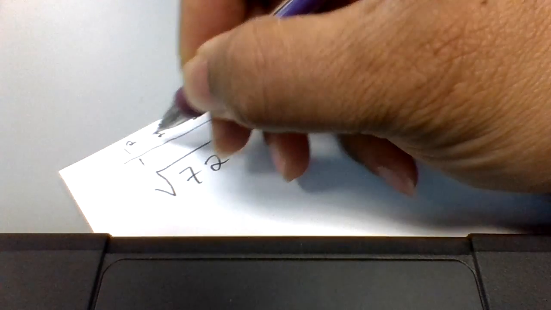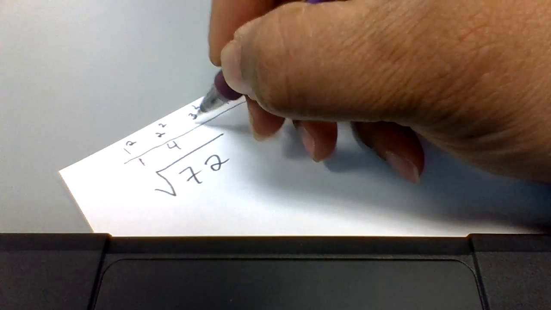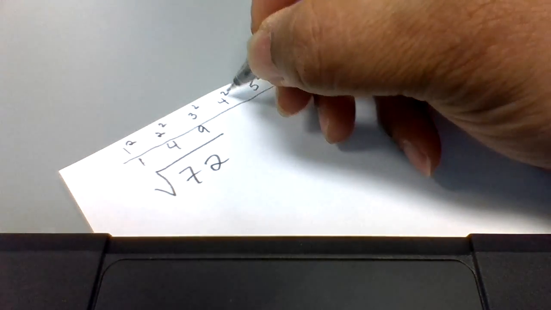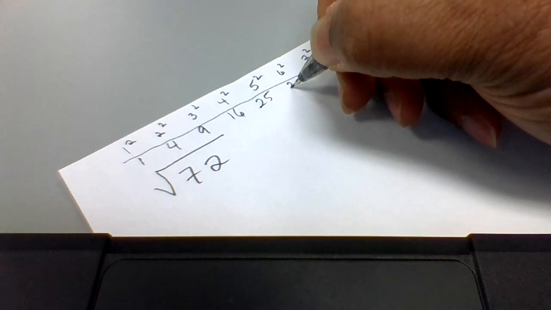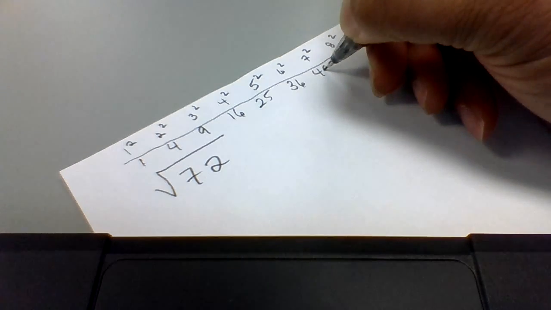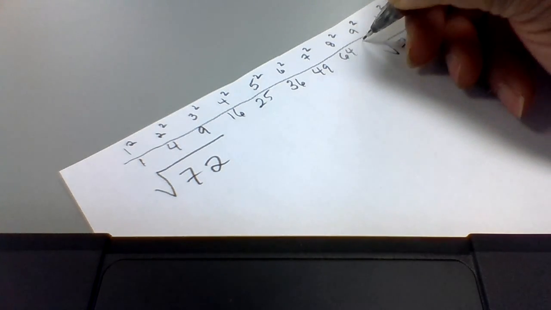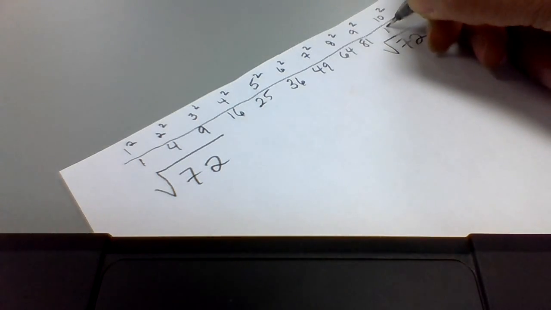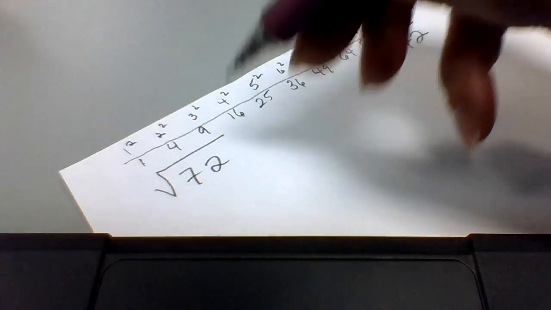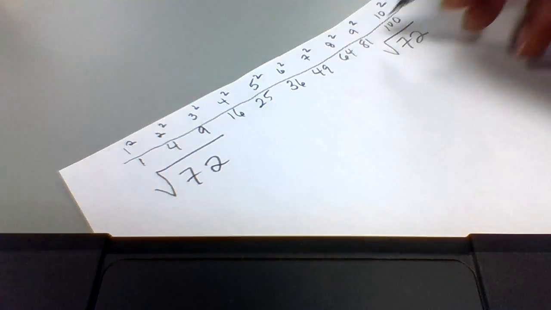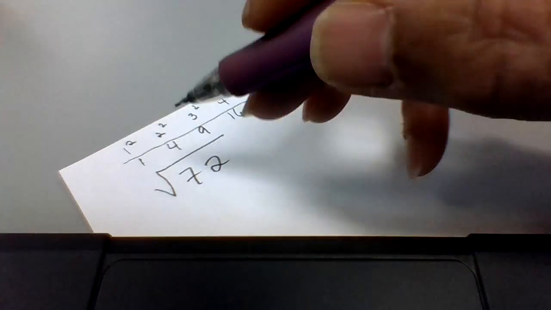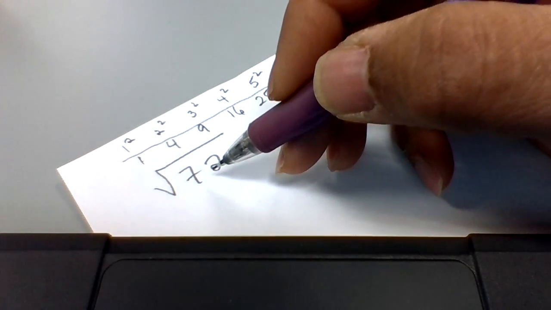So 1 squared is going to be 1, 2 squared is going to be 4, 3 squared is going to be 9, 4 squared is going to be 16, 5 squared is going to be 25, 36, 49, 64, 81, and 100. Now, the reason why you want to write these is when you do your square roots here, you want to see if any of these numbers go into your square root evenly.